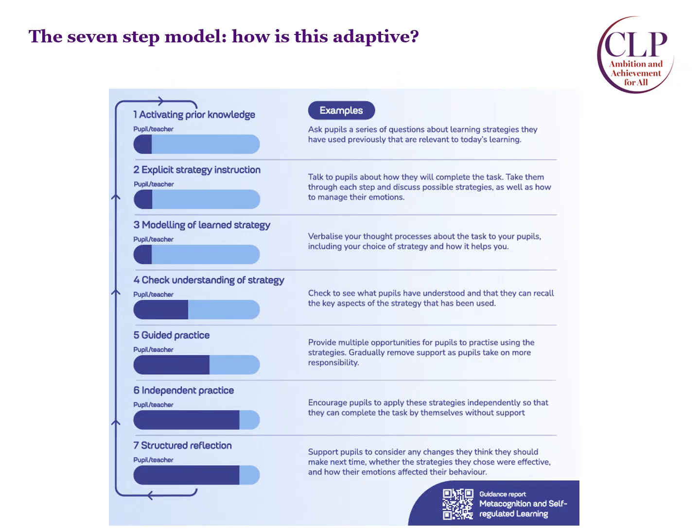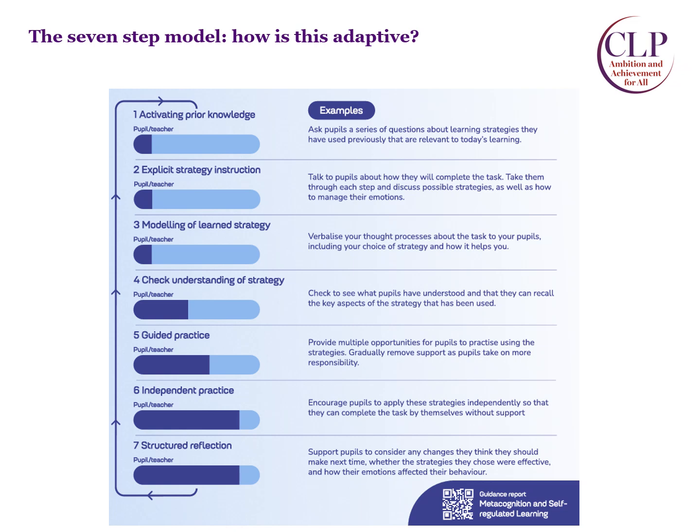Adaptations are built into the structure of the 7-step model through the graduated approach of increasing pupil responsibility across 7 steps. The model also lends itself to the strategies we looked at in the previous CPD sessions on explicit instruction and scaffolding. In step 1, activating prior knowledge, you're adapting your questioning so that it is tailored to the needs of your learners, as we discussed in session 1.